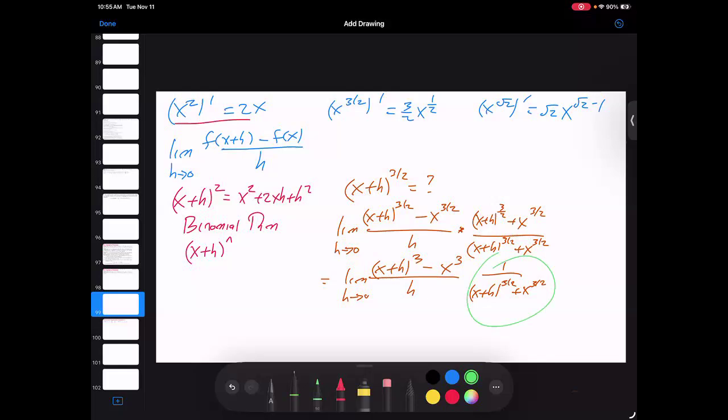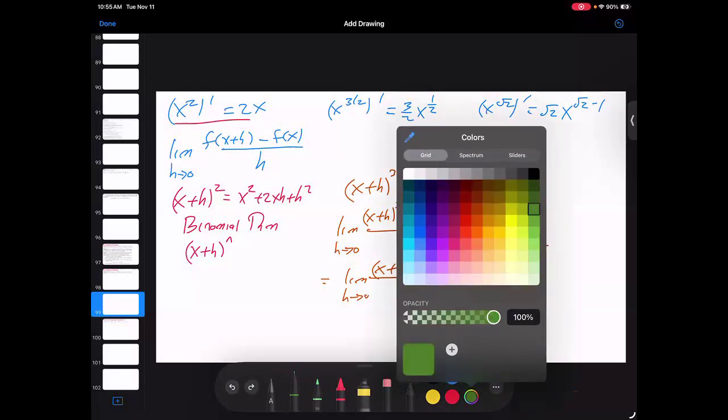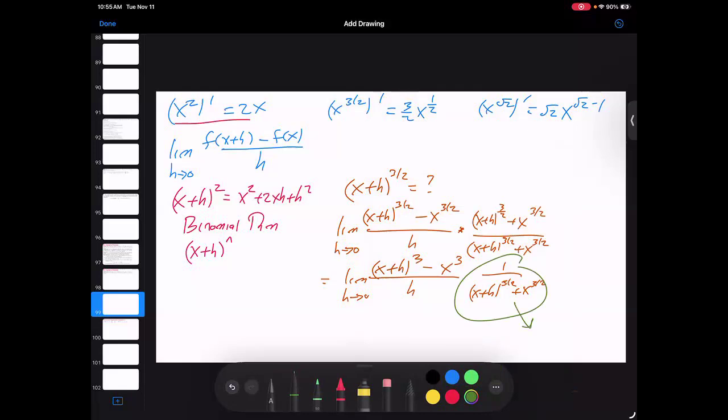This part over here, sorry, green, the green never shows up well. So this part over here, that's going to go to 1 over 2x to the 3/2. And this part over here is going to go to 3x squared. And when you combine them, it's going to work. So that's one way to do that.